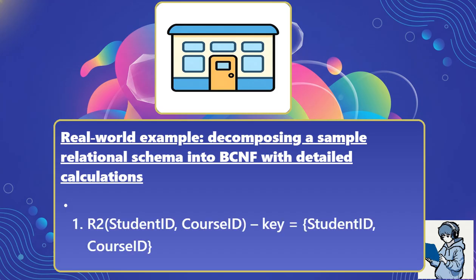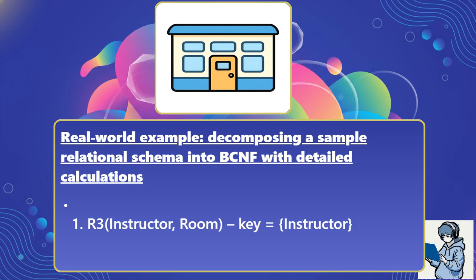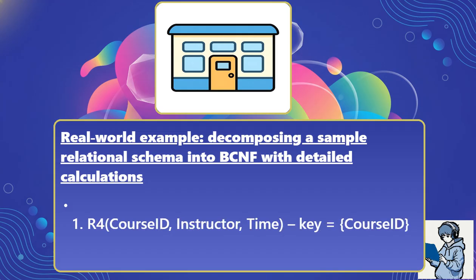Relation R2 with attributes student ID and course ID. Key is student ID, course ID. Relation R3 with attributes instructor and room, key is instructor. Relation R4 with attributes course ID, instructor and time, key is course ID.